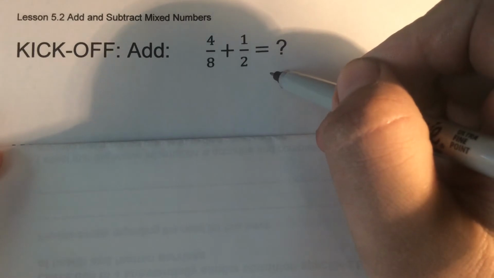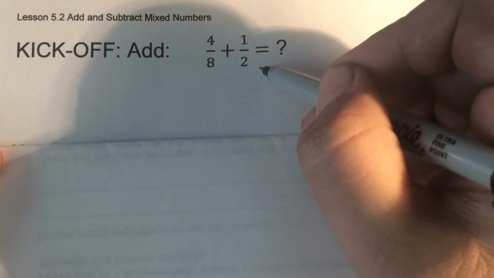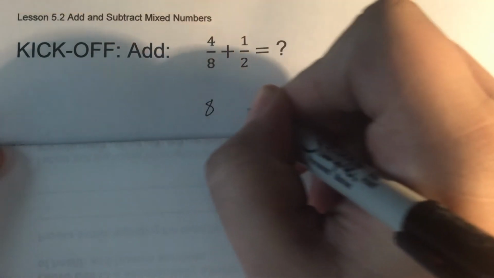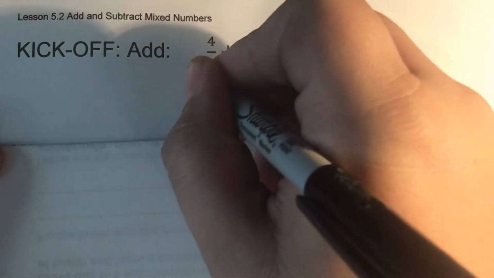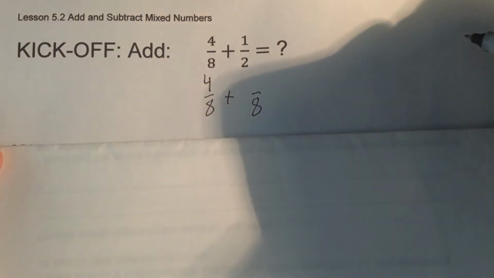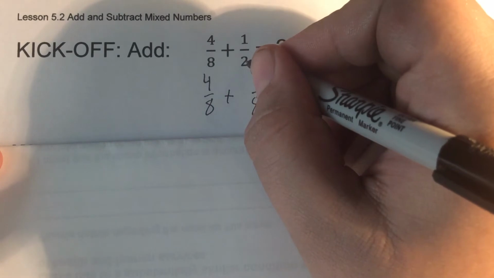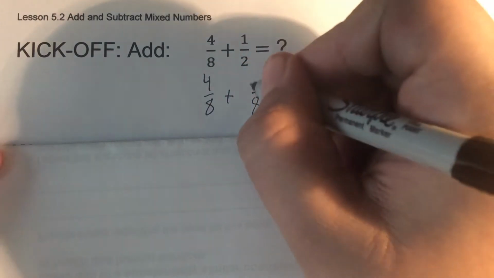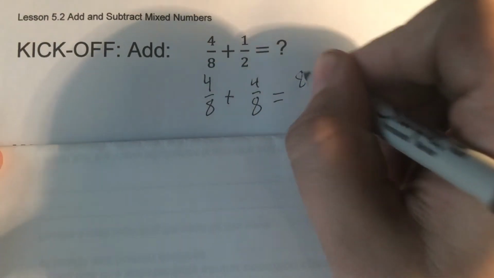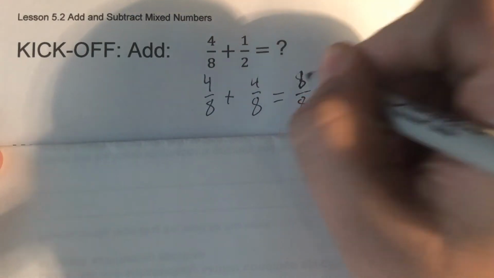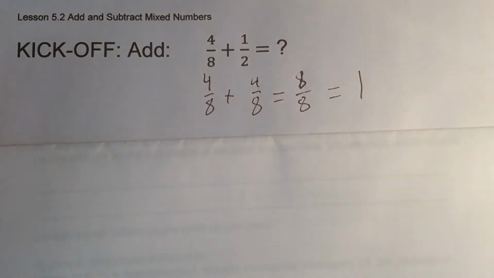Starting with the kickoff from last time, if we add these together, remember we have to have common denominators. So, our common denominator is going to be 8. The first one stays the same since it's already 8. The second one, the 4, we would take 2 times 4. So, 1 times 4 would be 4 on top. Gives us 8 over 8, which we could reduce and end up with 1.